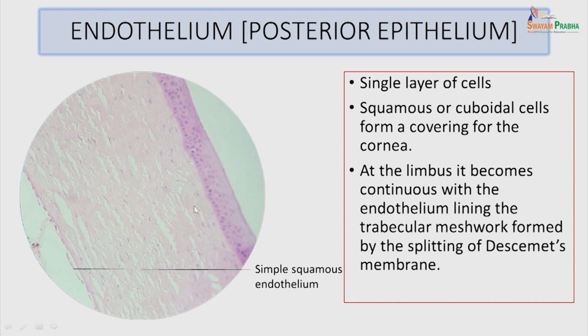Endothelium, or posterior epithelium, is a single layer of cells you can see here. Squamous or cuboidal cells form a covering over the cornea. At the limbus, it becomes continuous with the endothelium lining the trabecular meshwork formed by the splitting of Descemet's membrane. Here is the simple squamous epithelium, which is otherwise called the posterior epithelium of the cornea.